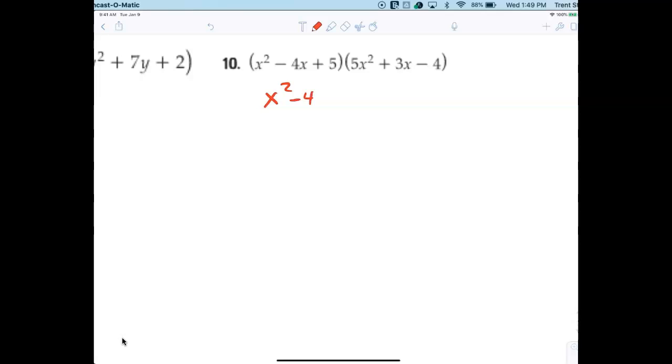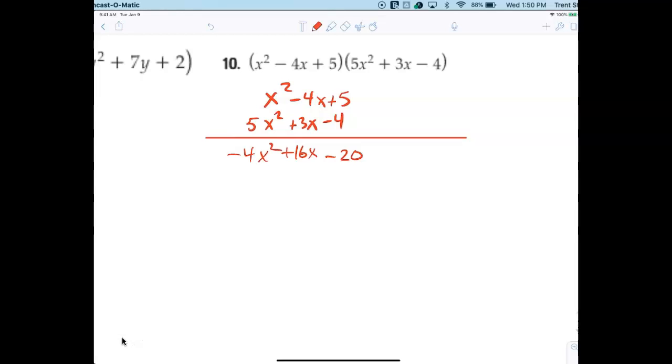x squared minus 4x plus 5, times 5x squared plus 3x minus 4. Come on now. Negative 4 times 5: negative 20. Negative 4 times negative 4x: plus 16x. There you go. Everybody get involved. What's negative 4 times x squared? Negative 4x squared.